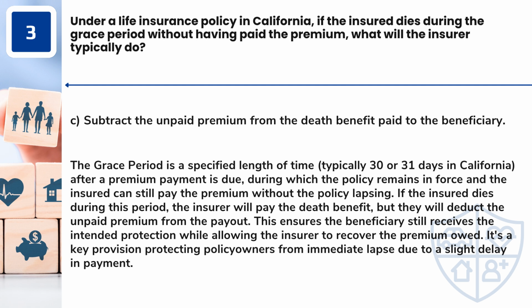The grace period is a specified length of time, typically 30 or 31 days in California, after a premium payment is due, during which the policy remains in force and the insured can still pay the premium without the policy lapsing. If the insured dies during this period, the insurer will pay the death benefit, but they will deduct the unpaid premium from the payout.